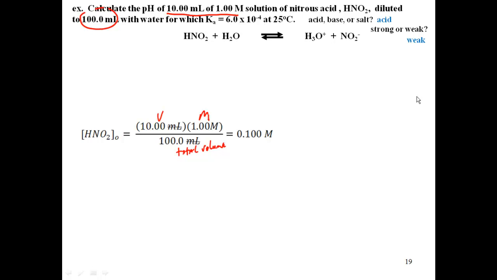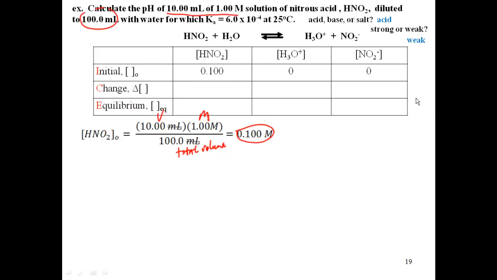A calculation we have to do a lot. We've got to know the concentration of it after it's been diluted, after it's been reacted. We've got to know the concentration to do our calculation with our ice table. In this case, it's 1/10 the concentration. It's 0.1 molarity. So that is the concentration I'm going to use in my ice table.